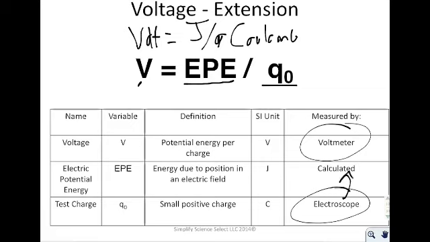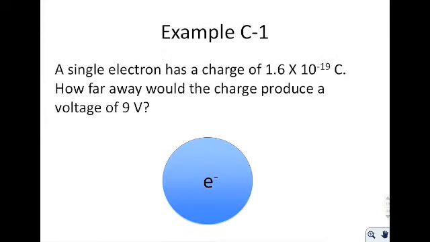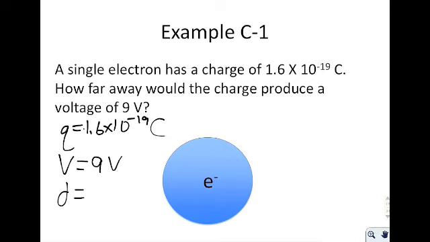So let's take a look at this example. It says you have a single electron that has a charge of 1.6 times 10 to the negative 19th. That's my Q value. Q equals 1.6 times 10 to the negative 19th. Then it says how far away would the charge produce a voltage of 9 volts. So I'm looking at a voltage of 9 volts, and I'm trying to solve for the distance. At this point you look at this and go, I have no idea. The formula is voltage equals energy divided by charge.